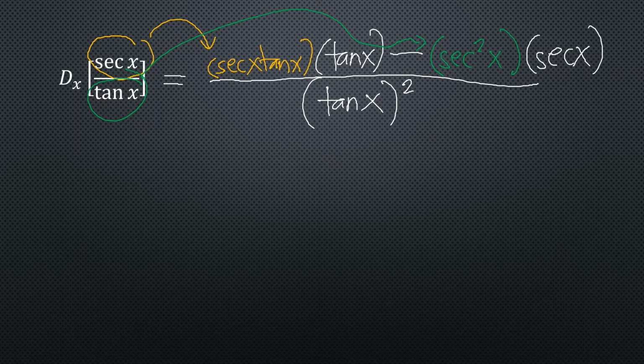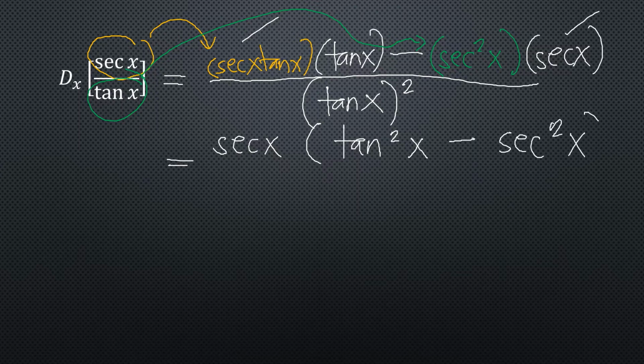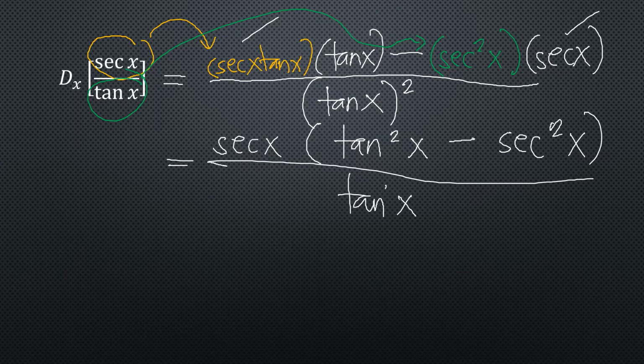The next thing we need to do here is to observe if we can bring out something common between them, and we observe that these two terms have secant x, so we can bring out secant x and multiply that to tangent x times tangent x, which is tangent squared x, minus secant squared x, over tangent squared x.